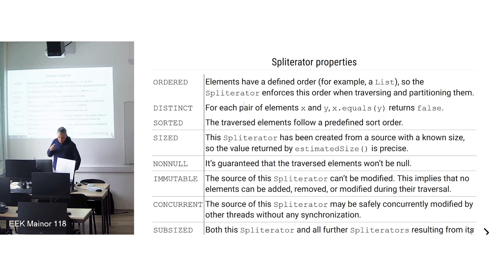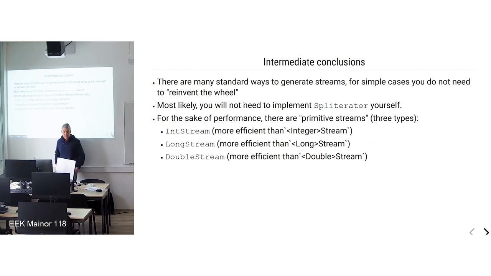Okay, I will just skip this because we don't need it. Intermediate conclusions: there are many standard ways to generate streams. For simple cases, you don't need to reinvent the wheel. You have the standard library with utilities that will produce the needed streams for you. For the sake of performance, there are three types of primitive streams: IntStream, LongStream, and DoubleStream. You use them if you need to process ints, longs, and doubles. But most likely, you will need to process strings or other objects, so in my practice I don't use them that often. But you just need to know that there is such a thing.